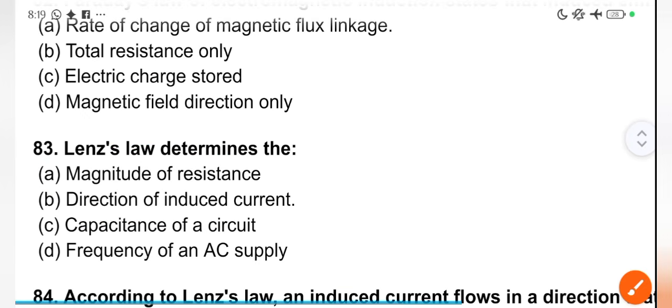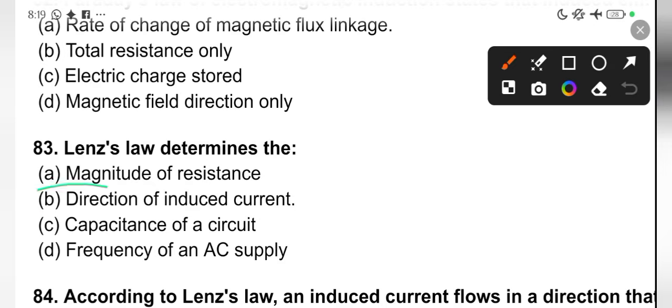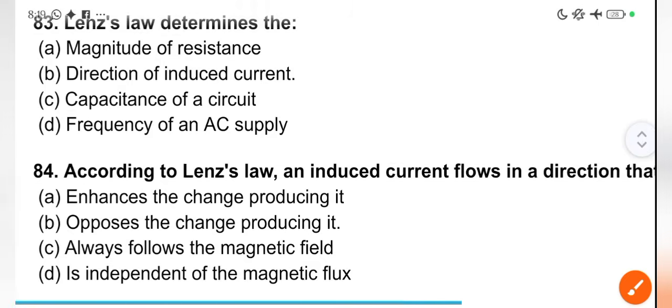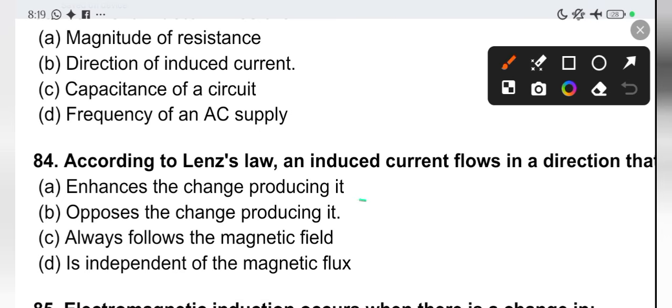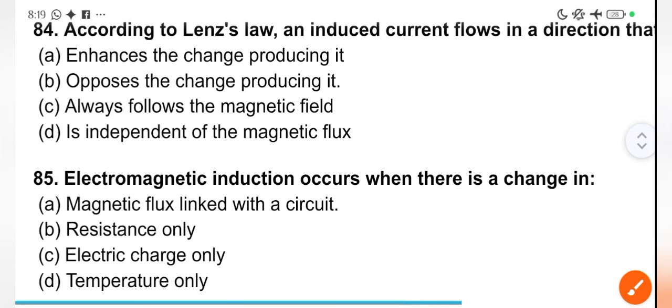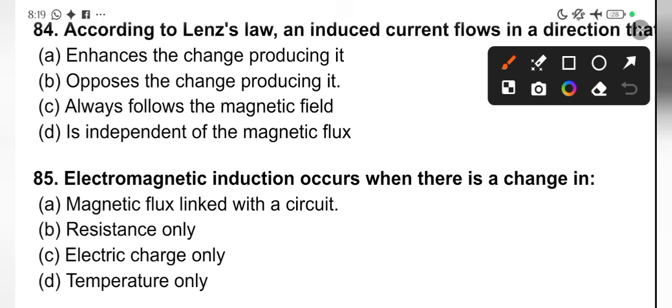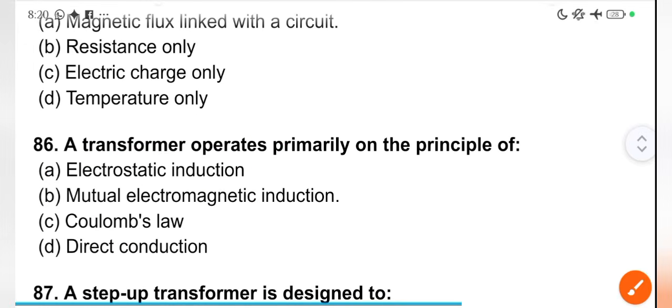Lenz's law determines the direction of induced current. So Lenz's law determines direction of induced current. According to Lenz's law, an induced current flows in a direction that opposes the change that produces it. Electromagnetic induction occurs when there is a change in magnetic flux linked with a circuit. A transformer operates primarily on the principle of mutual electromagnetic induction.